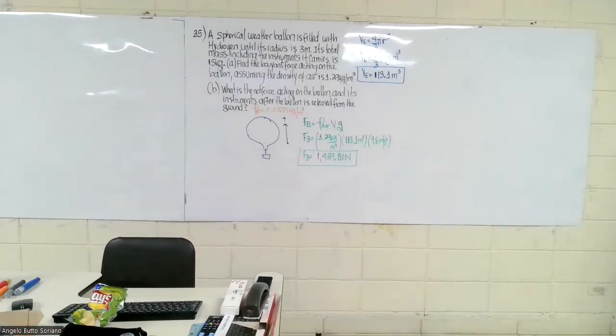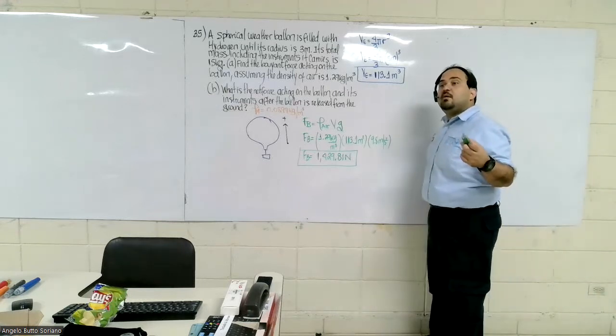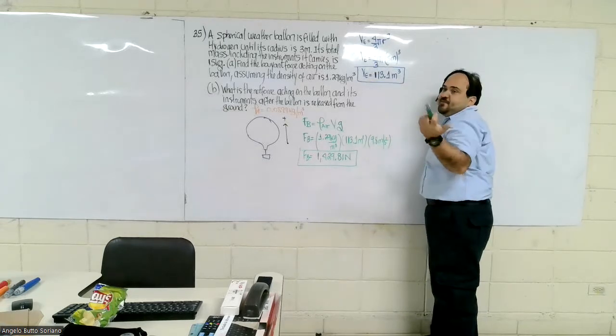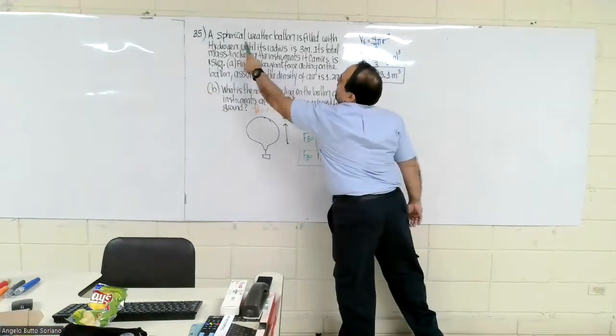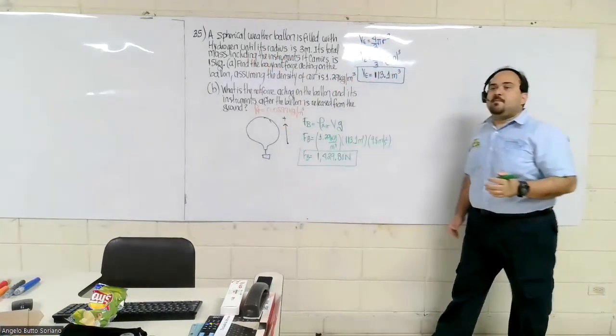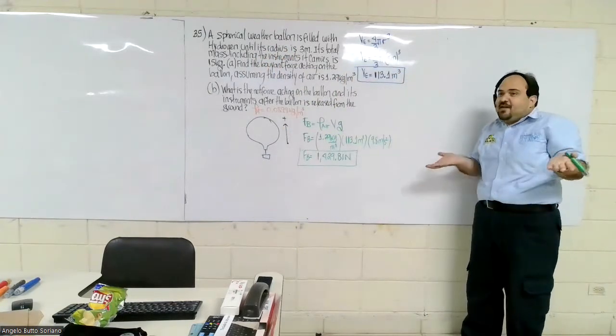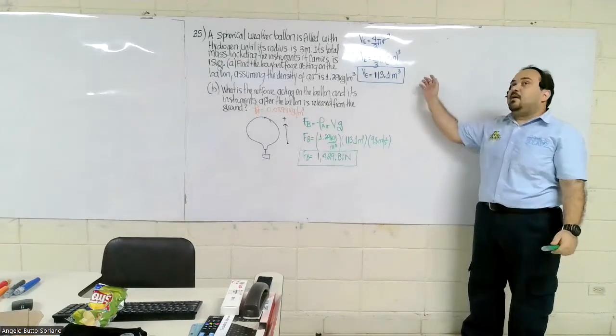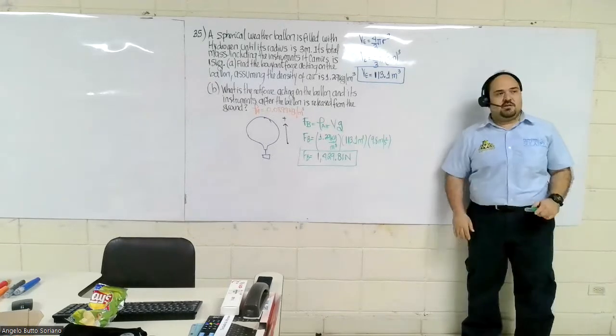Okay? Understood up to this part? We have a question about the formula for the volume of the sphere. Remember, it's a spherical weather balloon. Exactly, a spherical balloon. That's why. We have the first question.